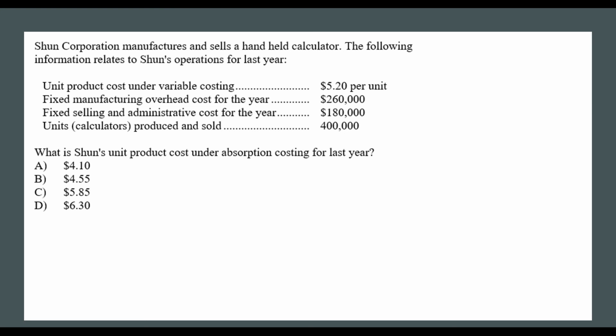Is it letter A, $4.10? Is it letter B, $4.55? Is it letter C, $5.85? Or is it letter D, $6.30? So I'll be giving you 5 minutes to solve this problem. Okay?